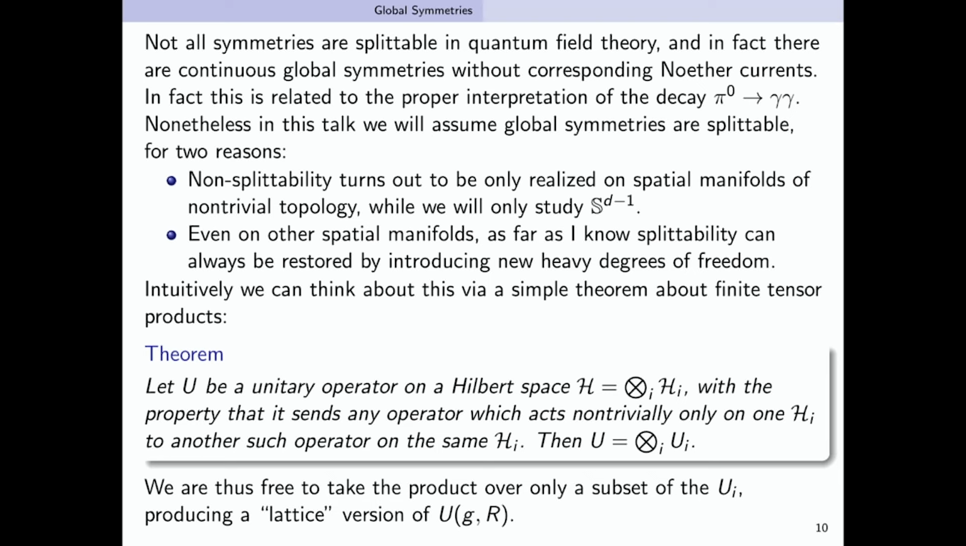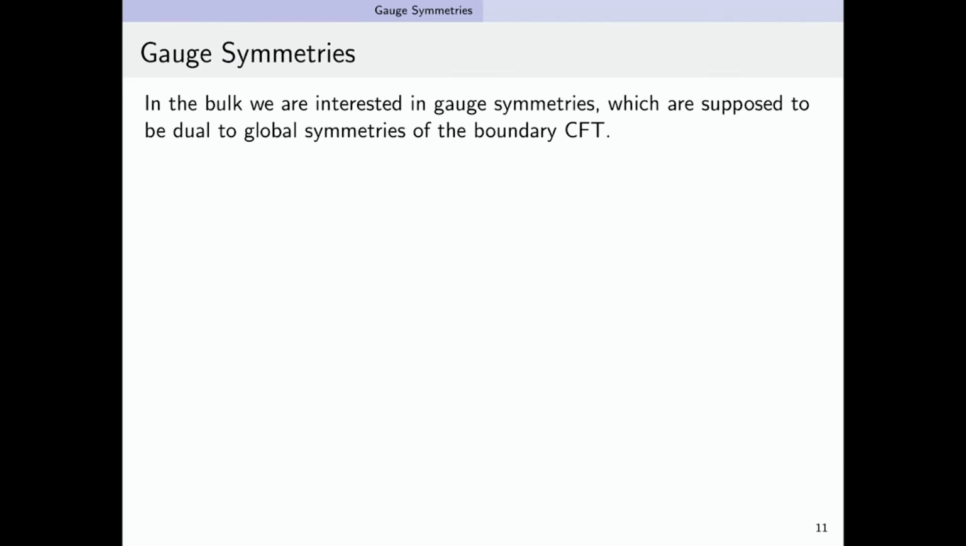Okay, now let's talk about gauge symmetries. I'll put the quote on non-invertible, and you can put the quote on gauge. All right, so we're interested in gauge symmetries because they're supposed to be dual to global symmetries in the boundary CFT. And Leonardo can tell us how a mere redundancy of description can be dual to something that's clearly physical.